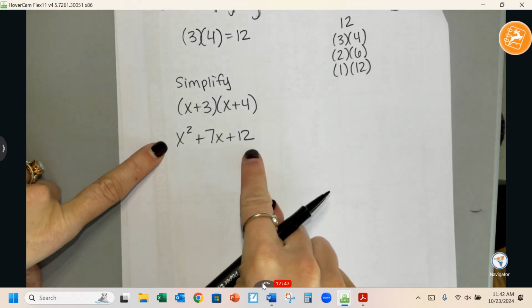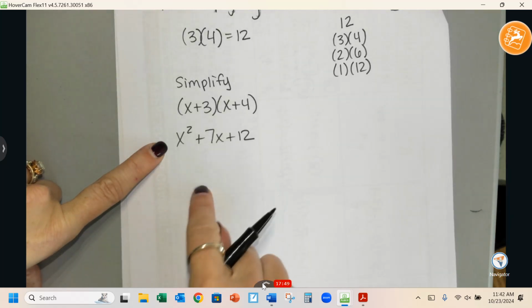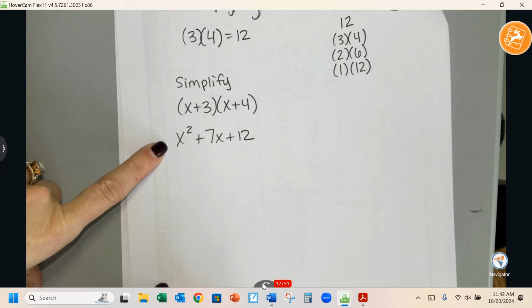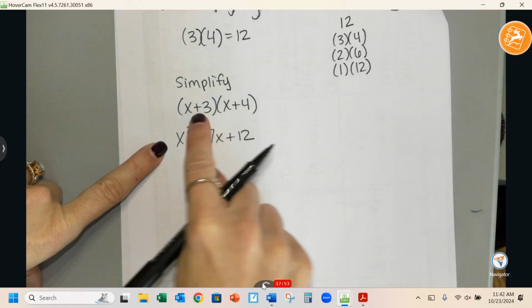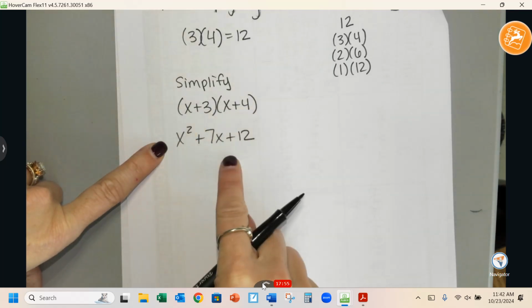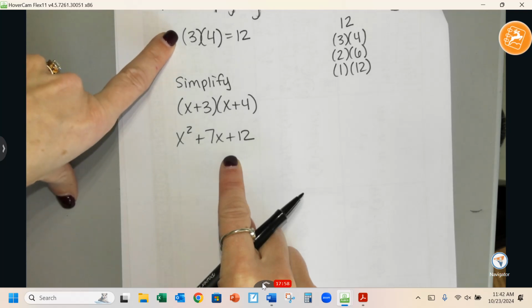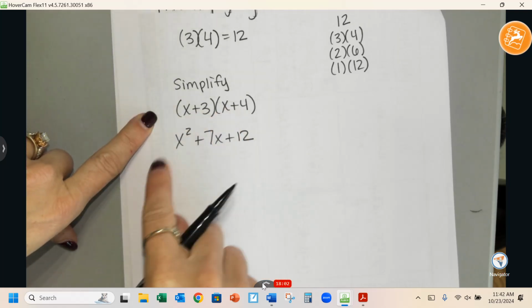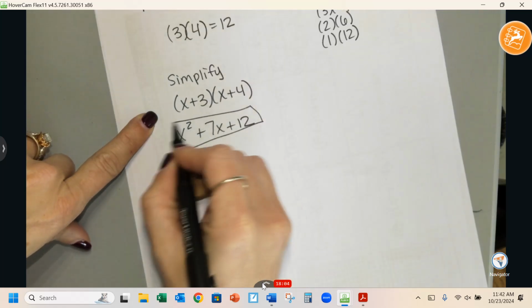Some of you guys get to this answer and then you ask me, am I supposed to factor it? No. You were supposed to multiply and tell me the answer. The same way I ask you what's 3 times 4, you tell me 12. If I say what's this times this, that is your answer.